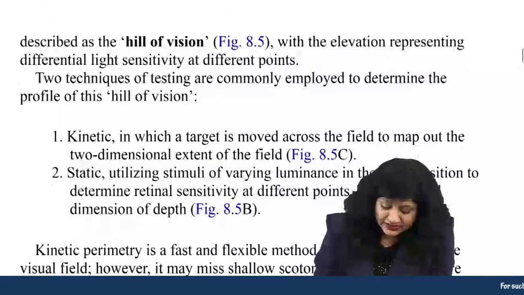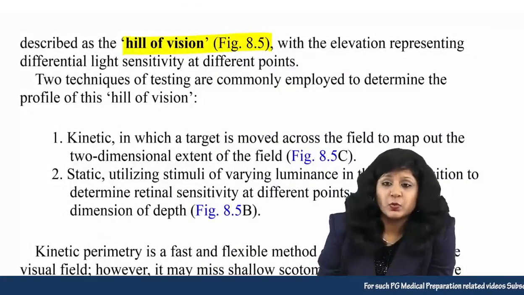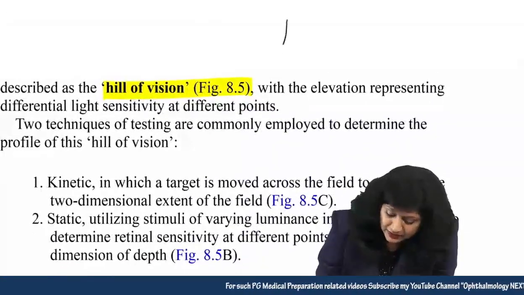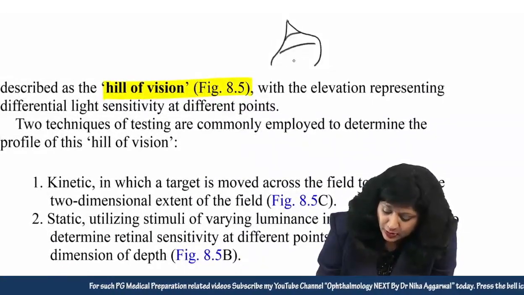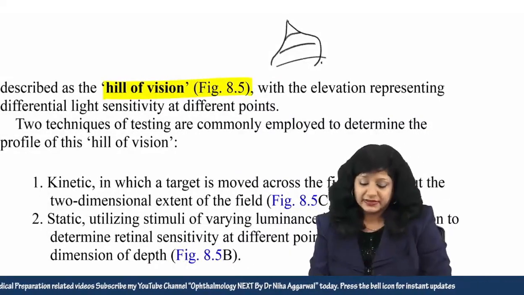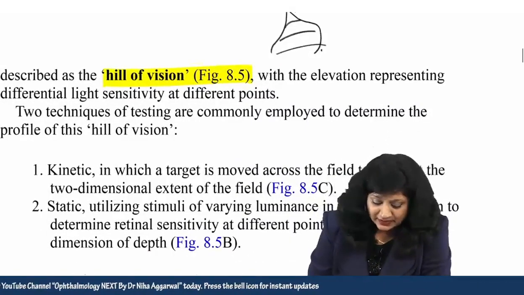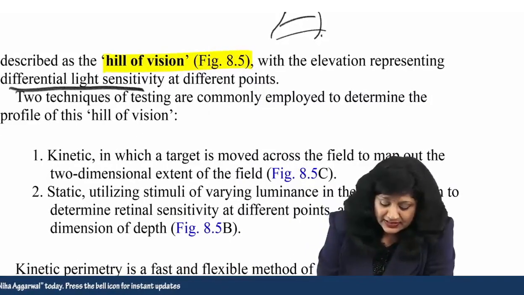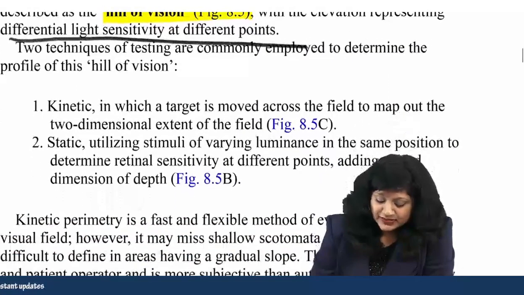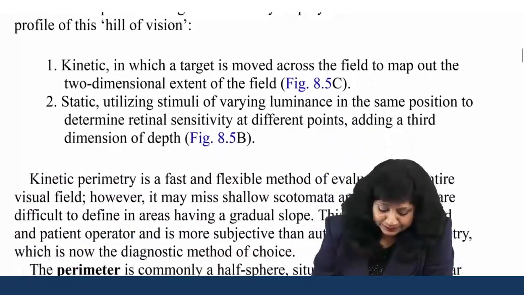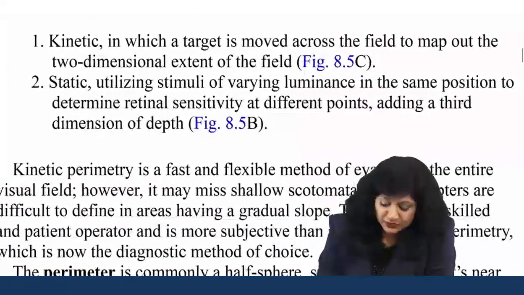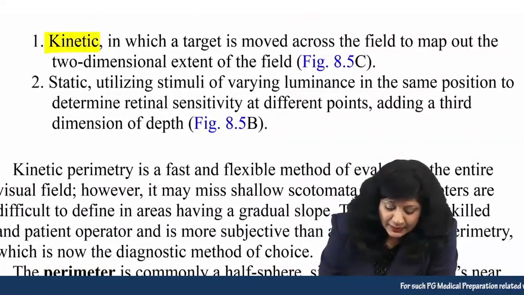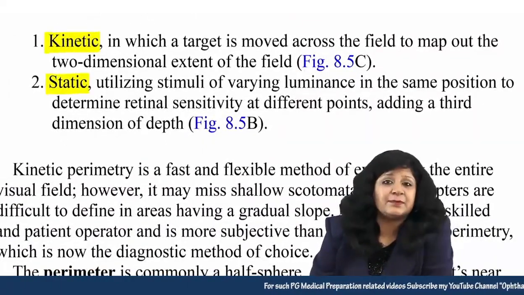This is described as the hill of vision. If you remember, they had given you something like this. So this hill of vision is there, and it is decreasing with the elevation representing the differential light sensitivity. Two techniques of testing are commonly employed. Now there are two kinds of perimetry that we are doing. One is kinetic perimetry, another is static perimetry.